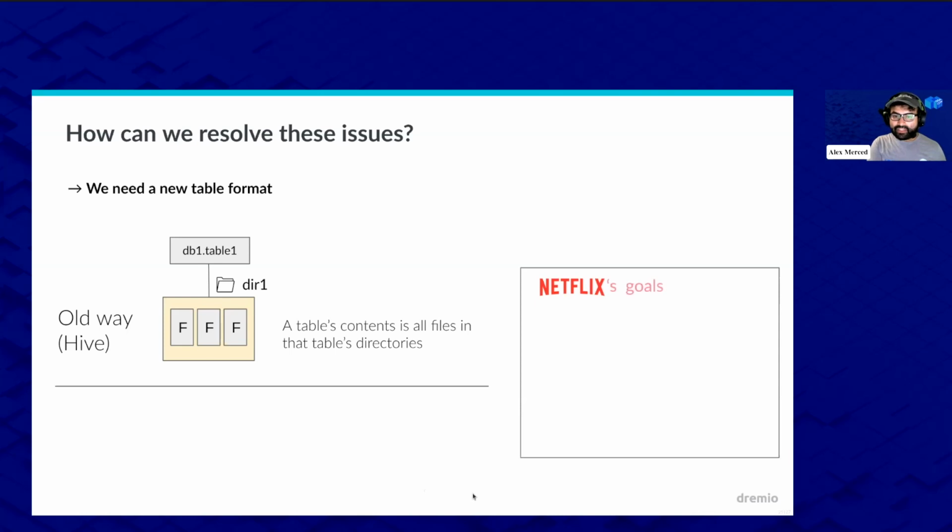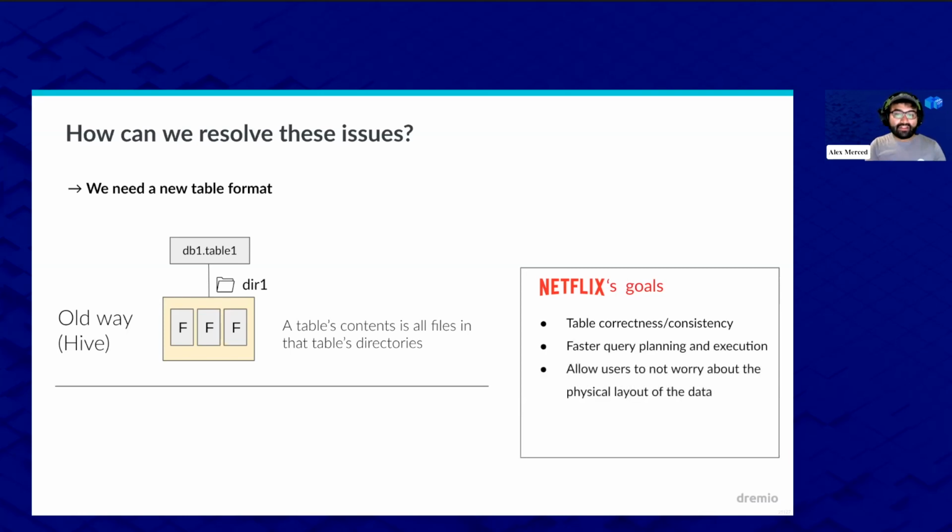Netflix in particular was like, okay, we have a lot of goals. This is not working for us. We have petabytes of data. It's taking us way too long to query this data. So we need to create a new format that is going to provide us that correctness, that consistency of the data, that definition of the table. It's going to allow us to plan queries a lot faster, and it's going to allow users to just be able to query the table. If their query can be optimized, it should just be optimized. They shouldn't have to be worried about adding additional clauses to their queries.